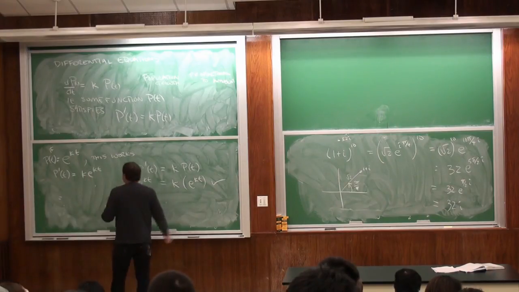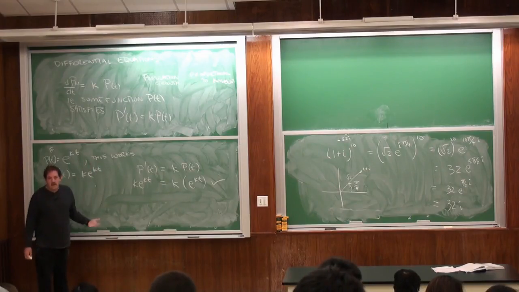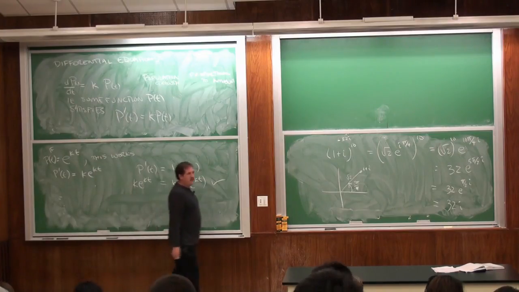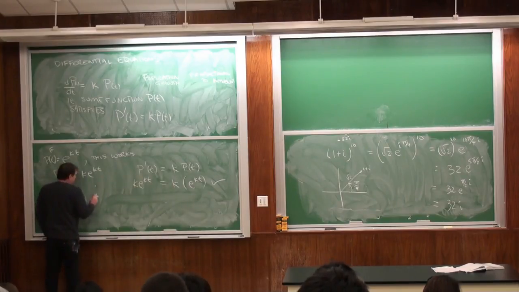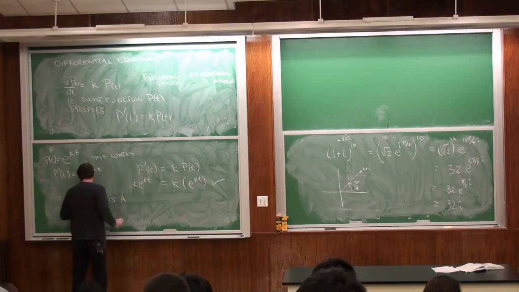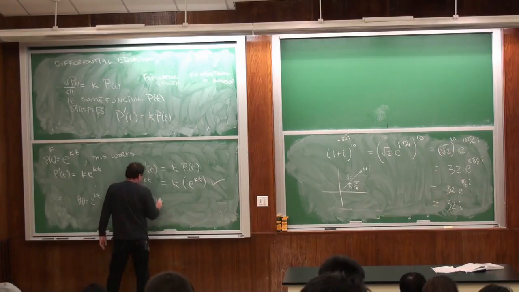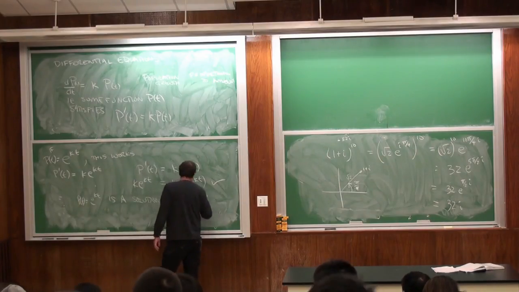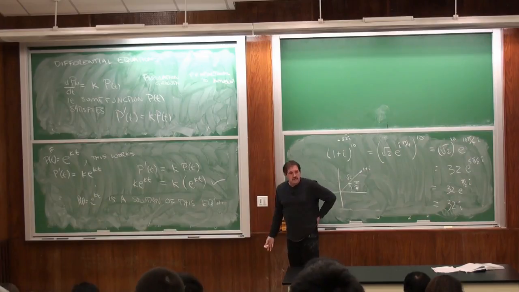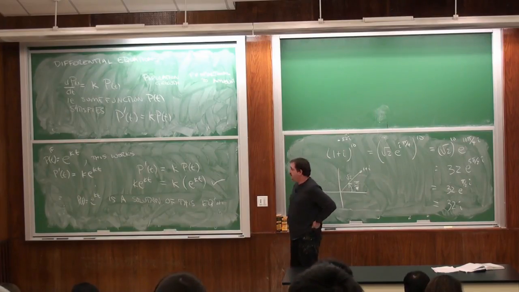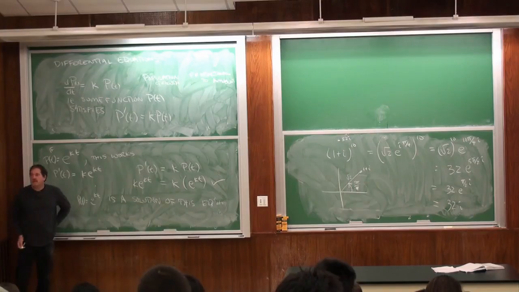So if you have some formula and you plug it into the equation and it works, then that is called a solution of the differential equation. So we would say that p of t equals e to the kt is a solution of this differential equation. You just plug in and check, and if it works, then that's a solution. Are there other solutions?